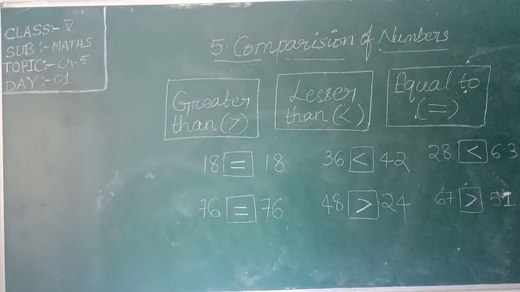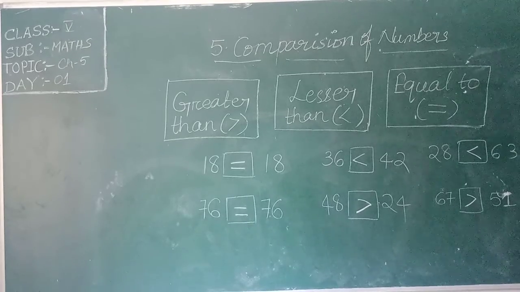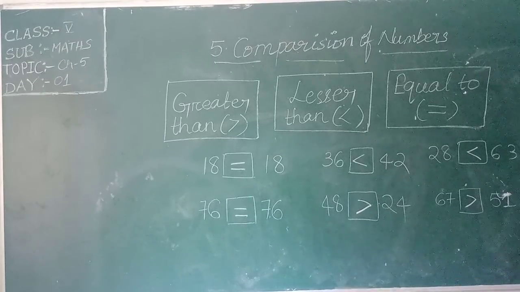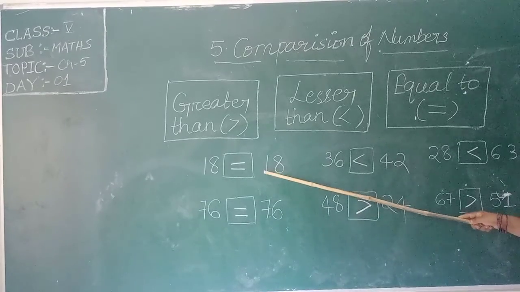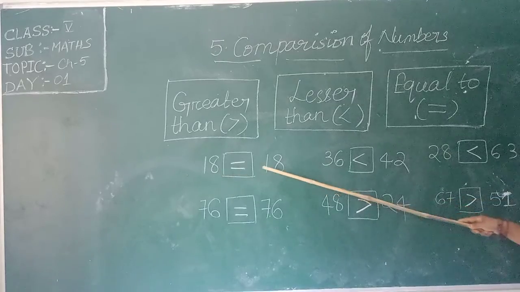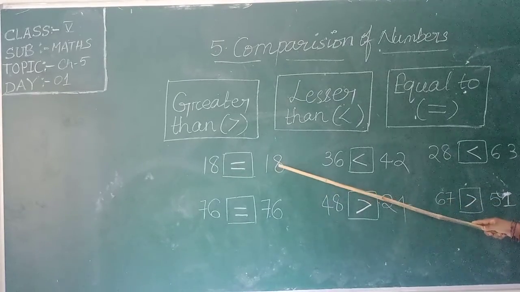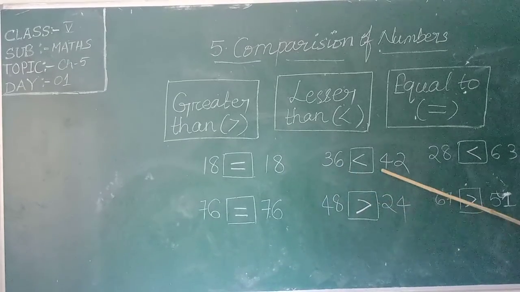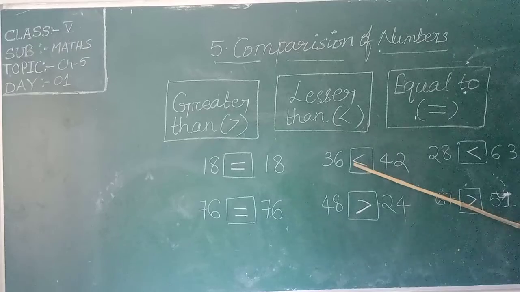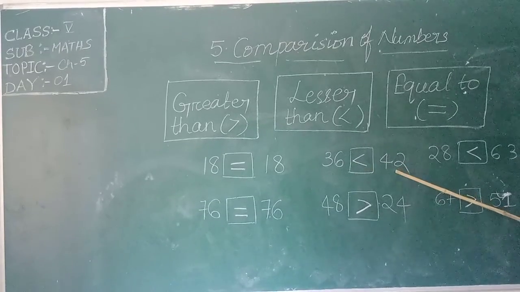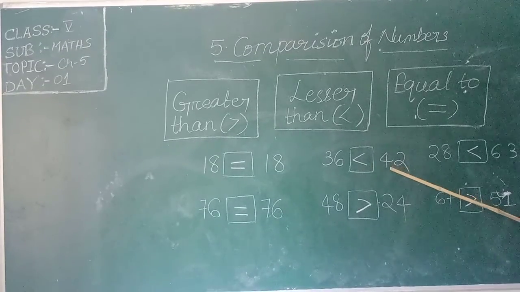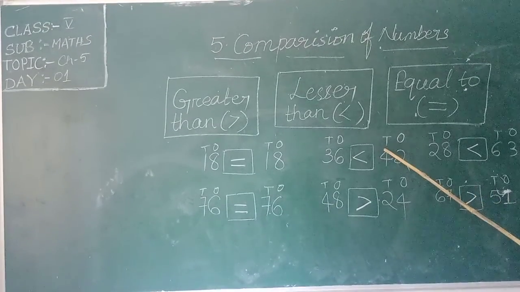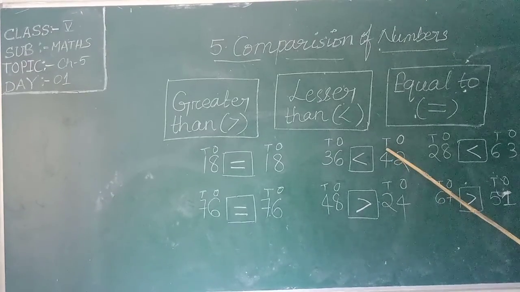Students, next is another way we compare which is big and which is small, by using place values, ones place and tens place. Here in these two numbers, 18 and 18, both ones place and tens place are the same, so we kept the equal symbol. See the next one, 36 and 42. Here we should compare the greatest place value. What are the place values there? Ones and tens. We should compare only the highest place value.